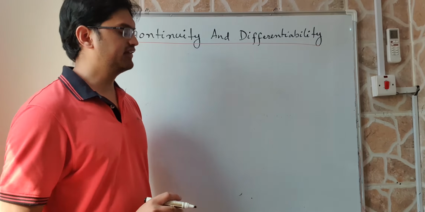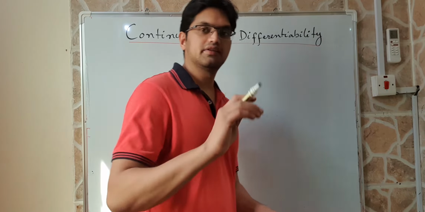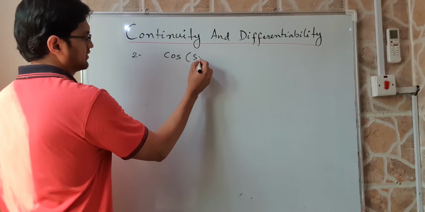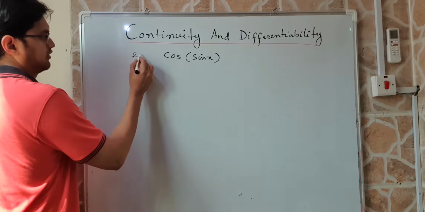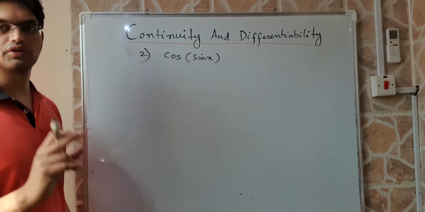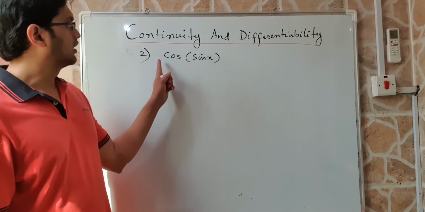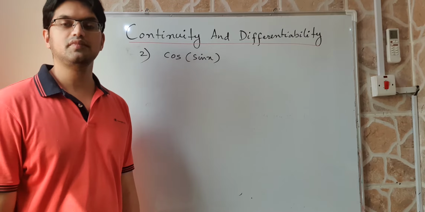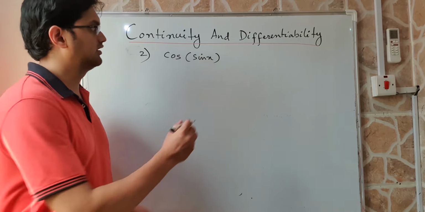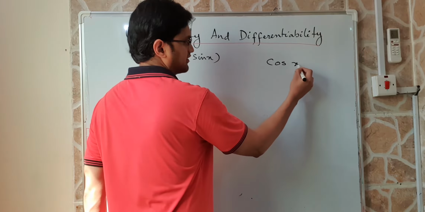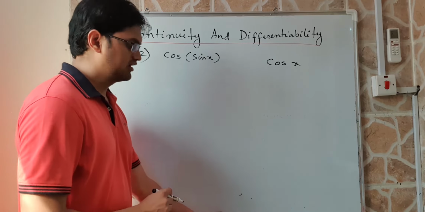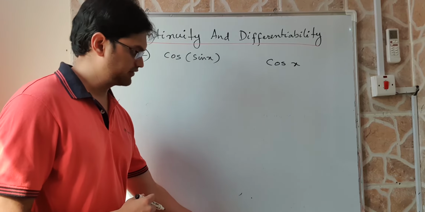Now, the next question, the second question, is cos of sin x. How do we say it is again a chain rule? The normal function is cos x, with the angle x. But here in this question, what do you have? Tell me.